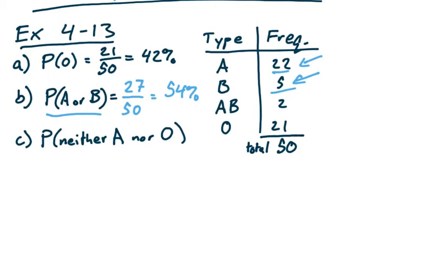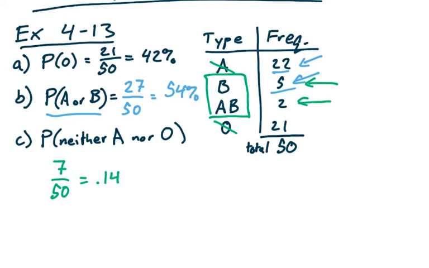In part C, they're asking us to find the probability a person has neither type A nor type O blood. So here, that means essentially we don't want type A, we don't want type O. That means they would have to have either B or AB blood. So that is these people, those 7 out of 50 people. So therefore, the probability would be the fraction 7 out of 50, the decimal 0.14, or 14%.